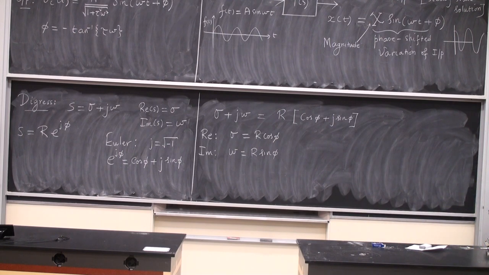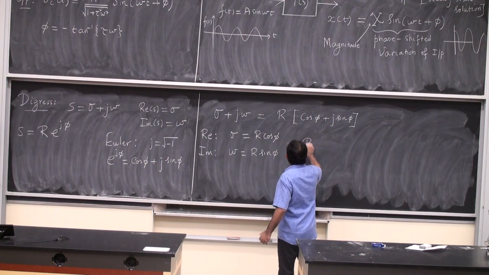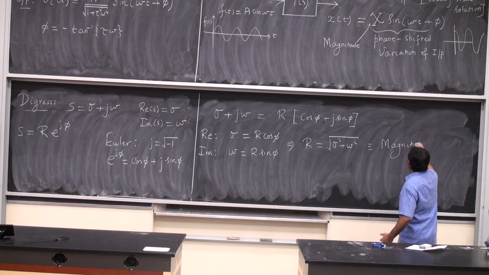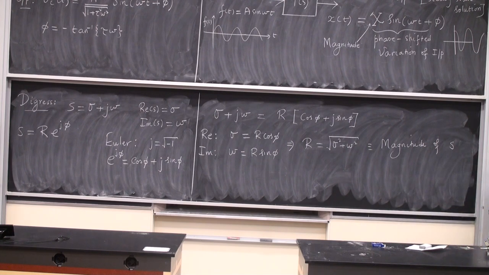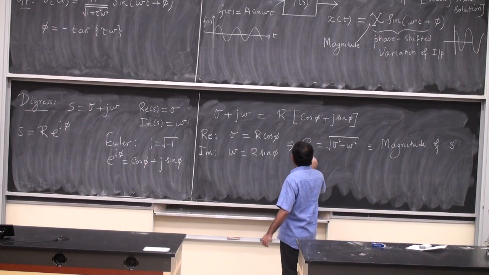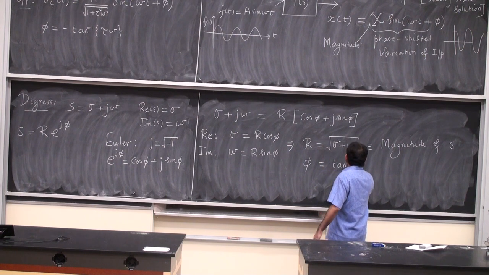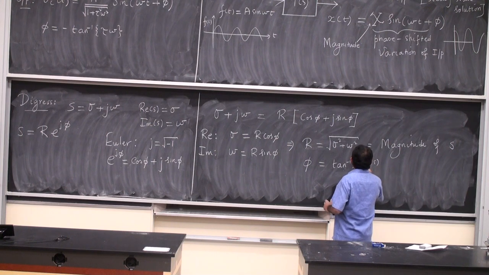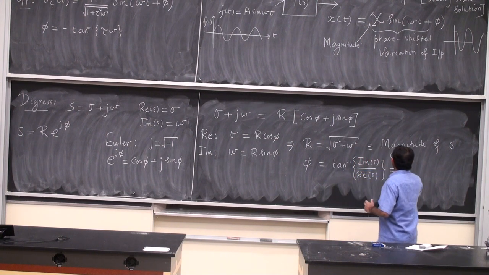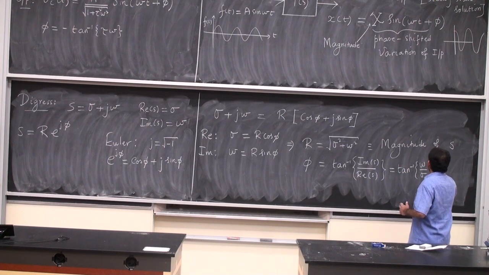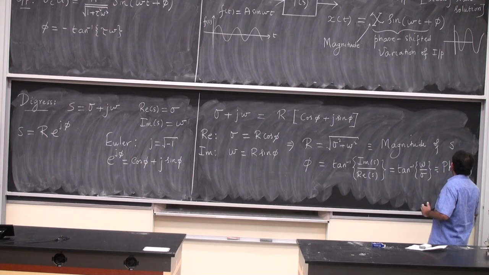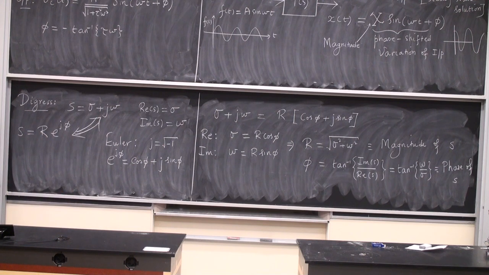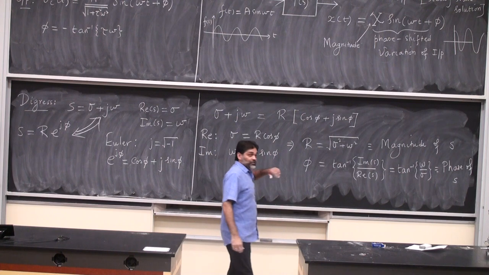And you obviously know what R is. R squared is sigma squared plus omega squared. So that is the magnitude of the complex number S. And phi, I'm going to write it in a general form. This is the tan inverse of the imaginary part by the real part. So this is tan inverse of omega by sigma. This is the phase. And why is this important? I'm going to pause, see if there are any questions.